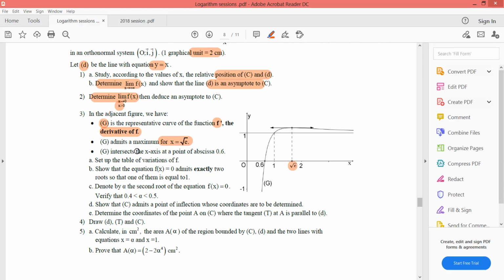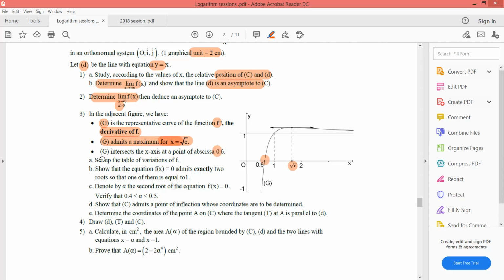G intersects the x-axis at a point of abscissa 0.6. So once again, this is the representative curve of f prime, the derivative of f, and you are given some information. This information is important and is going to be used in this exercise: a maximum at radical e, and G intersects the x-axis at the point of abscissa 0.6.